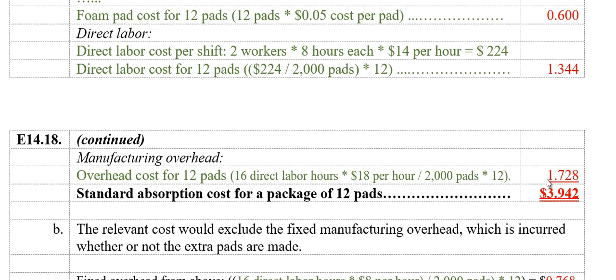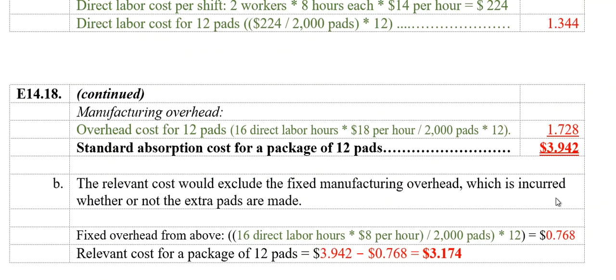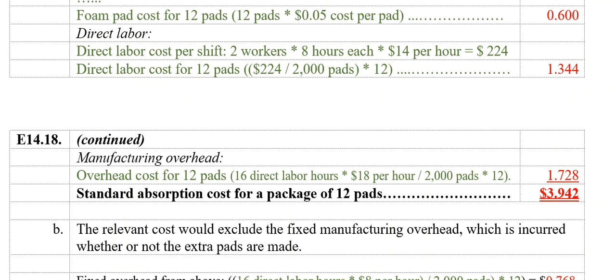Then if you look here, you'll see the overhead cost is 16 direct labor hours times $18. Take particular notice that part of this is considered fixed. So this manufacturing overhead amount here is an absorption amount. That's why they call it a standard absorption cost of 12 pads at $3.94 here. And so that's how much 12 pads cost once you get all these calculations done.